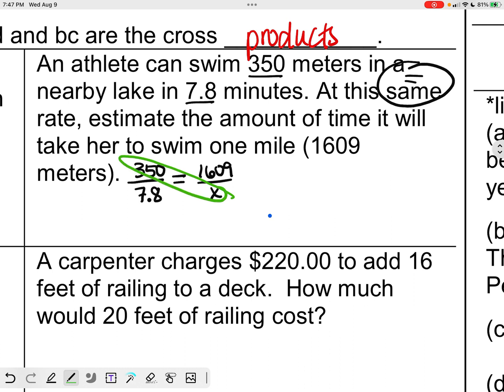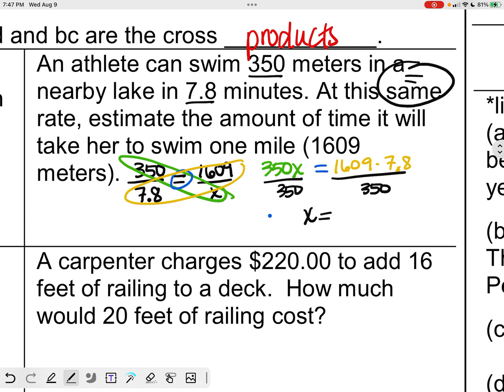Finding your cross products, you're multiplying these two pieces: 350 times x is equal to, and then this way, 1609 times 7.8. You need your x by itself, so please divide both sides by 350. And x will equal 35.85. If we're estimating, and this only had 1 decimal here, I'm assuming our Pearson MyMathLab answer would be 35.9 minutes.